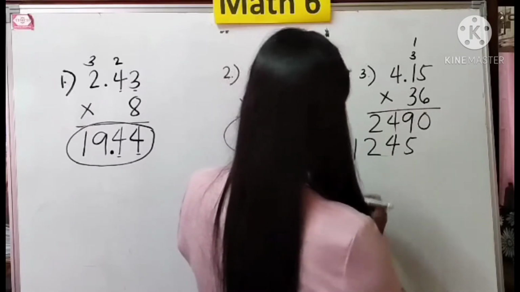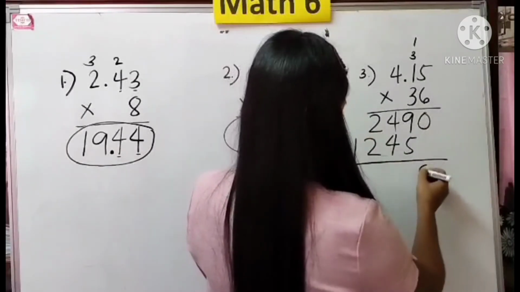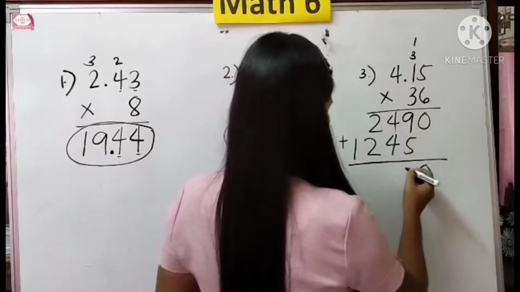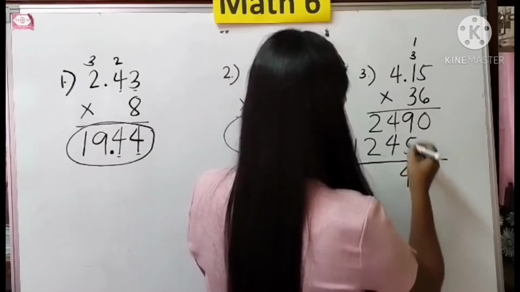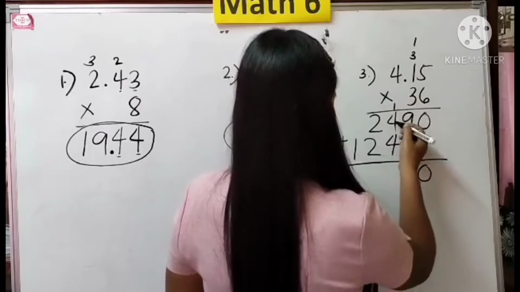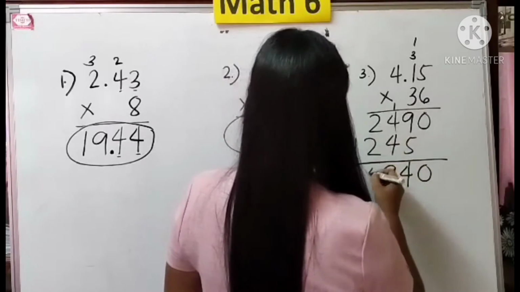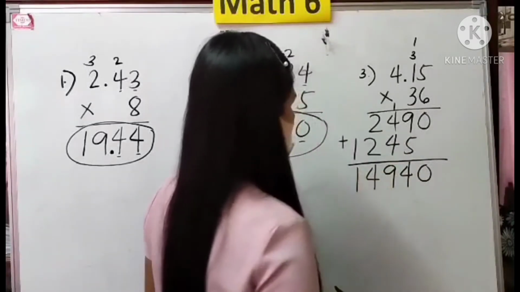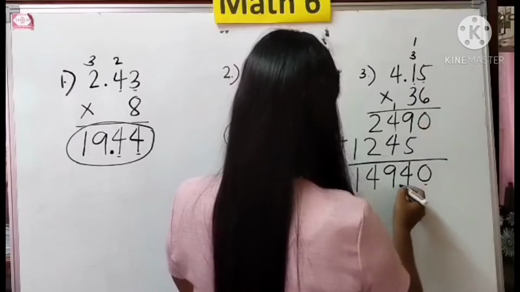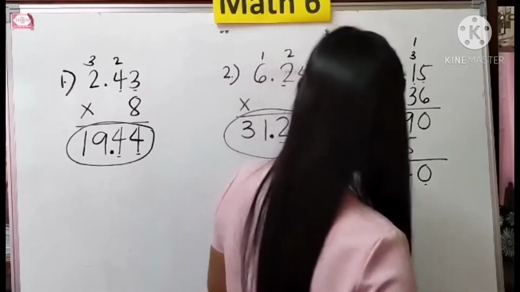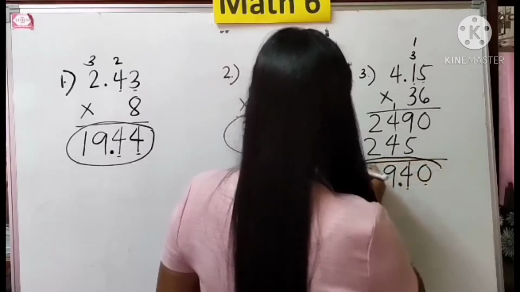So after that, you may now add. Okay, so bring down 0. 9 plus 5 is 14. Carry 1. 4 plus 4 is 8, plus 1 is 9. And then 2 plus 2 is 4. Then bring down 1. So you may now count the number of decimal places. We have 1, 2. So this will be your answer. So 149 and 4/10 for these factors.